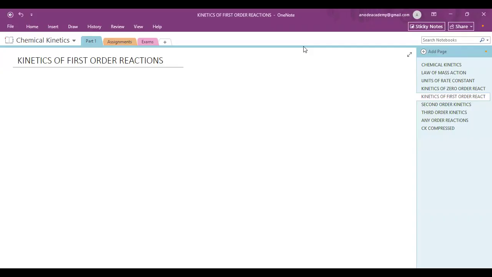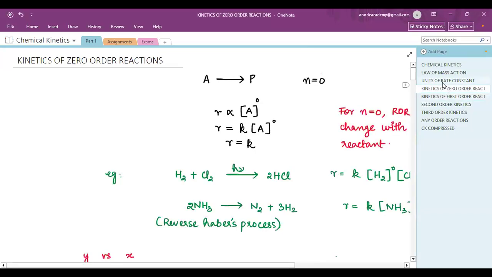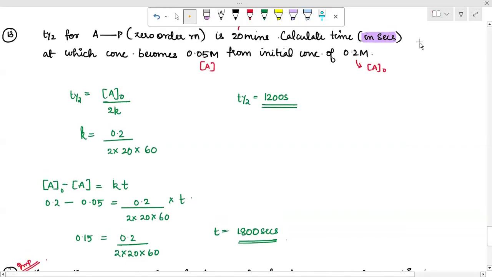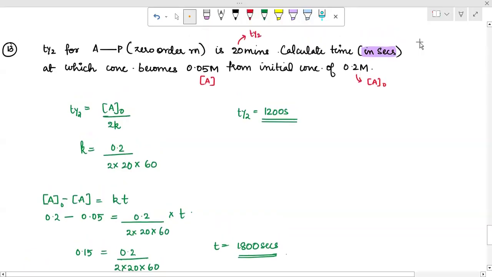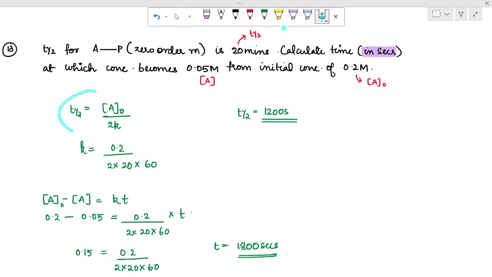Before proceeding, I would like to discuss the solutions to the homework questions that were given. One among them was very easy. I have already written the solution. So let's begin. The t half for A giving P, which is a zero order reaction, is mentioned as 20 minutes. We do know that t half and rate constant have a relation: t half is equal to initial concentration by 2k. The initial concentration is also given.